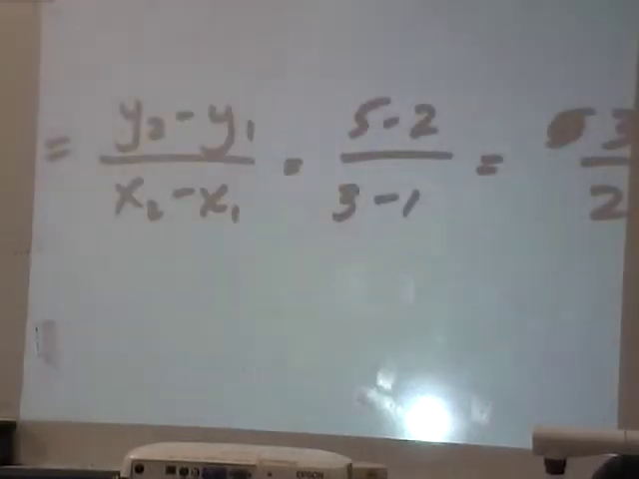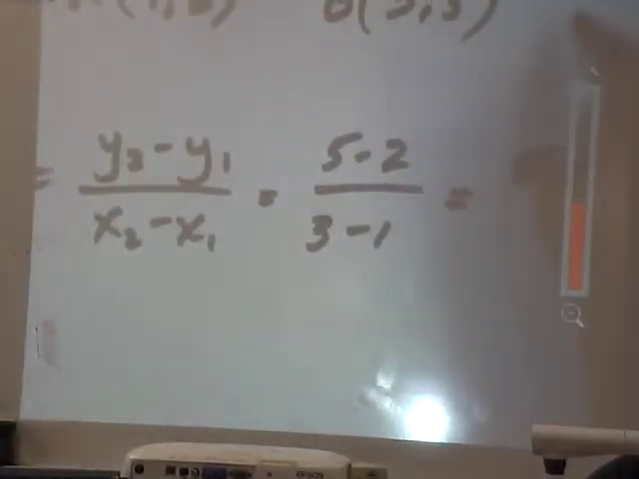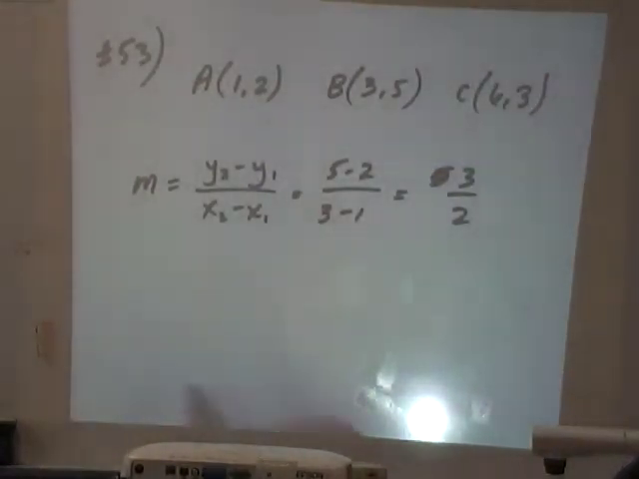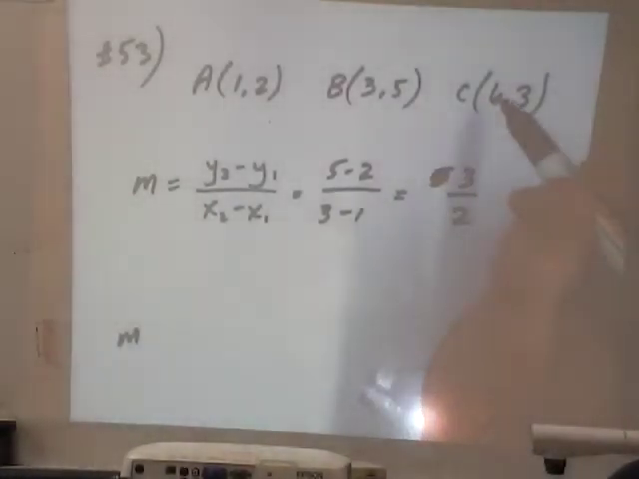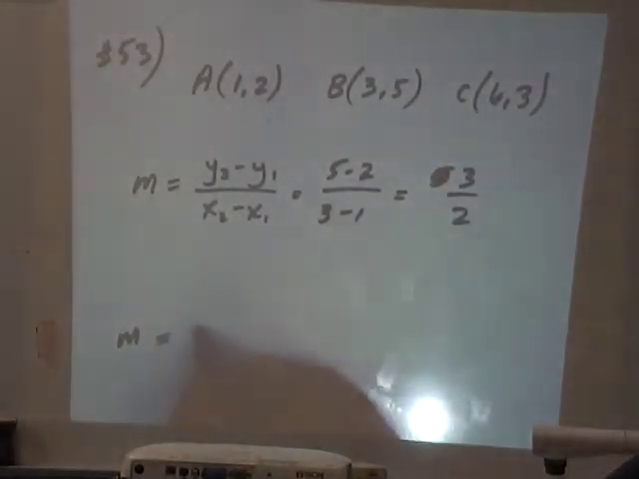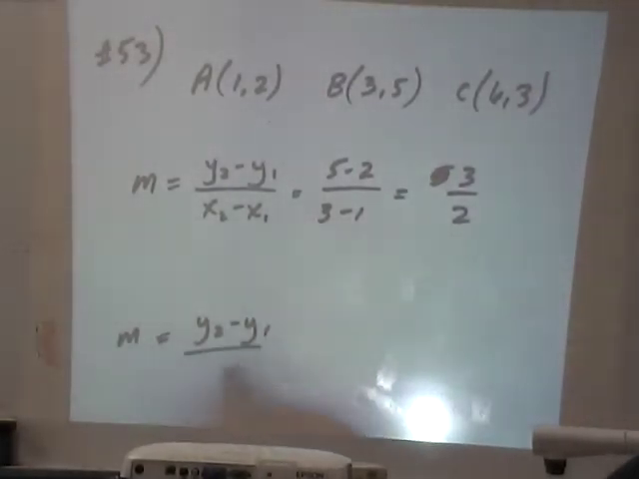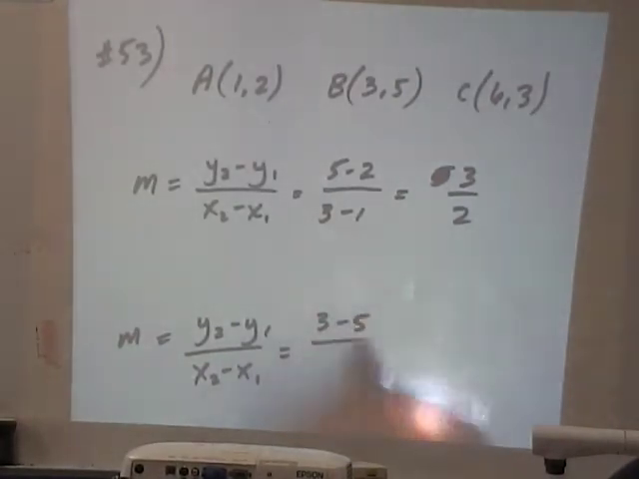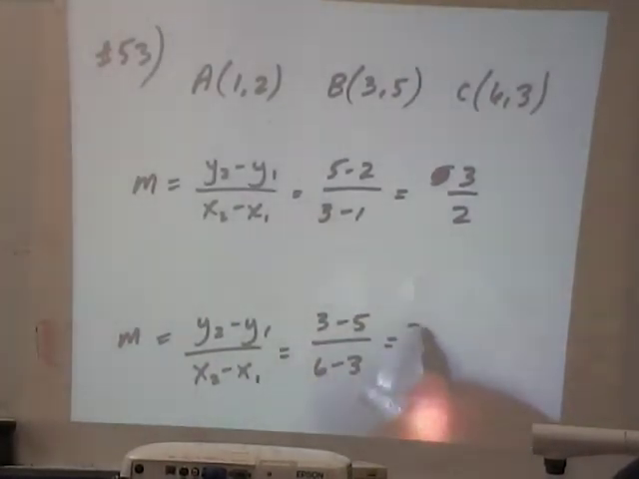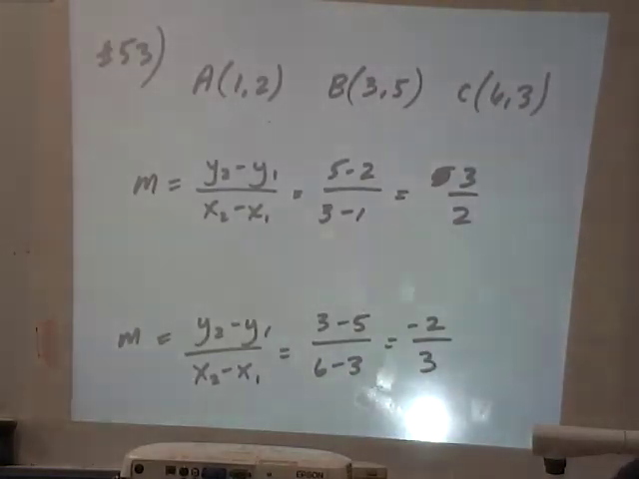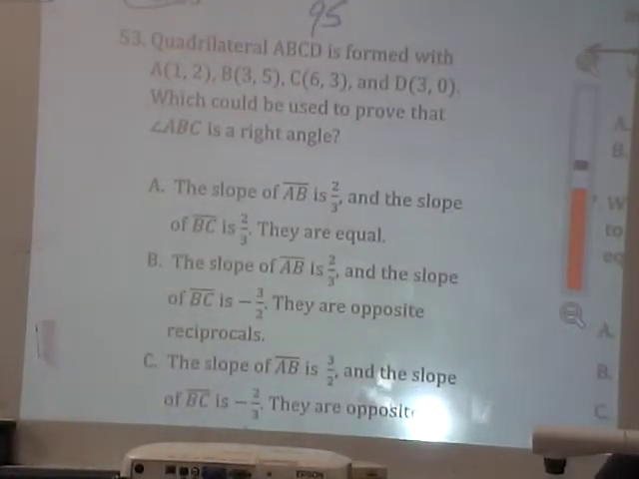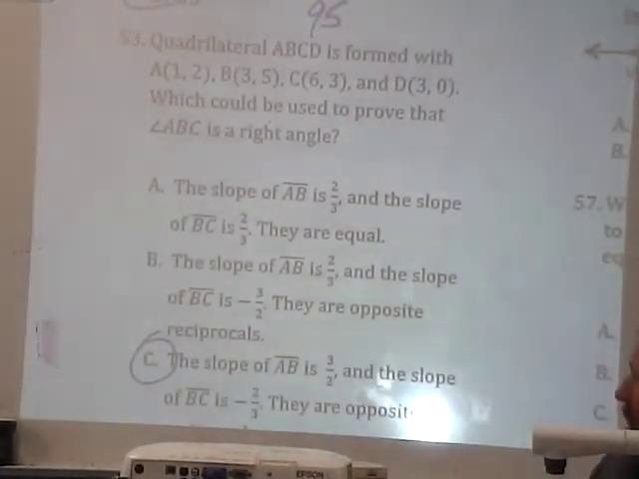The slope should be negative 2/3. C was (6, 3). So the slope of CB, these two now, is equal to 3 minus 5 over 6 minus 3, so that's negative 2 over 3. So I go with C, huh? All right, good. Questions?